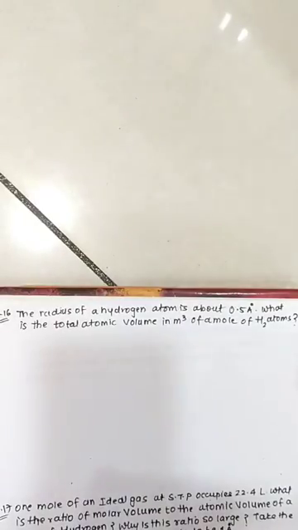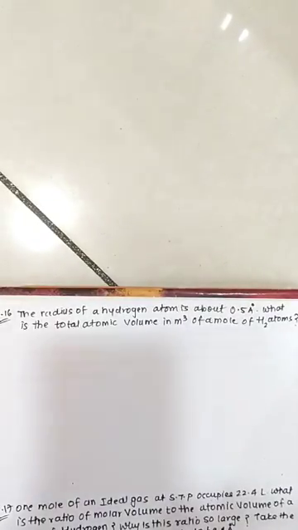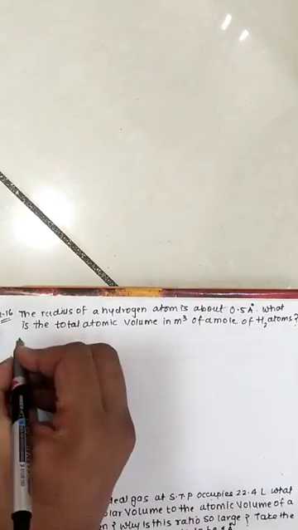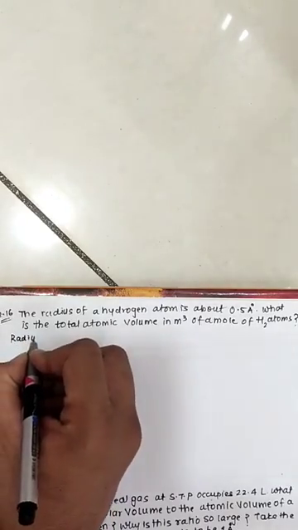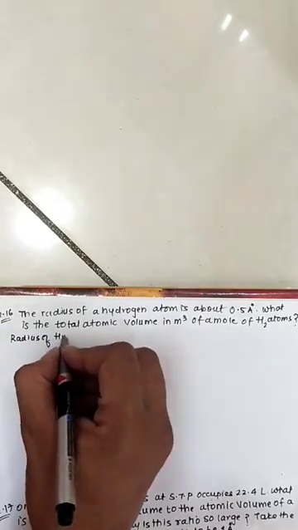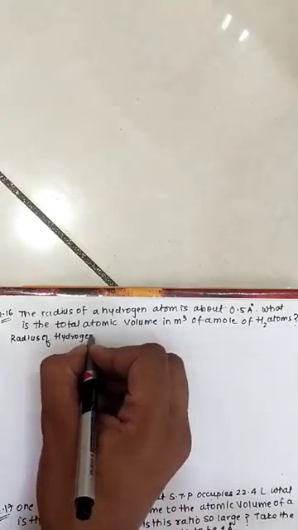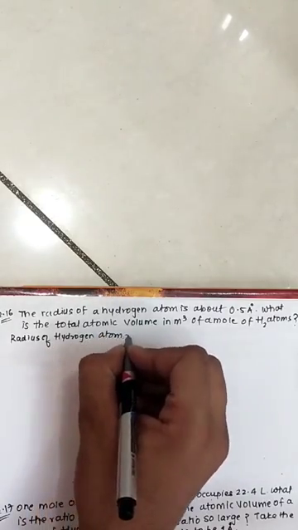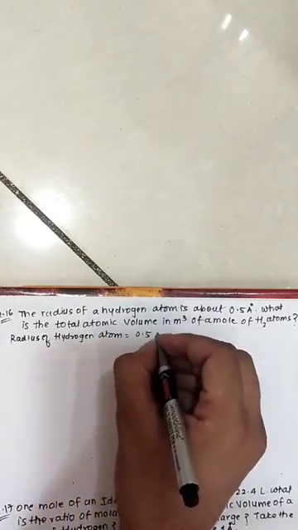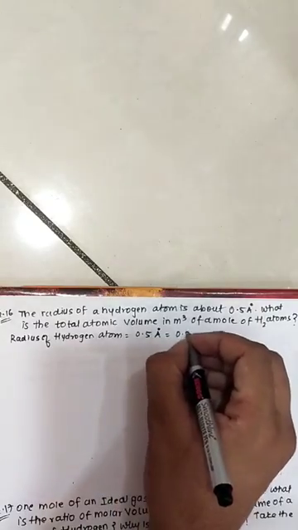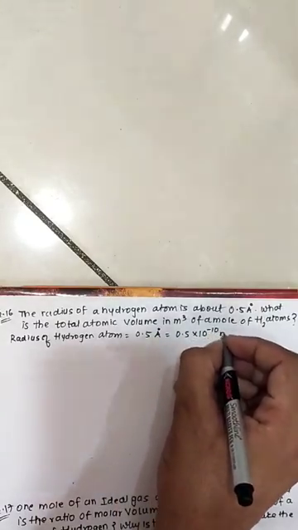In the next question, that is 2.16: the radius of the hydrogen atom is about 0.5 angstrom. What is the total atomic volume in meter cube of 1 mole of H2 atoms? Now they have given the radius of the hydrogen atom, that is equal to 0.5 angstrom. 0.5 angstrom will not work, so I will convert it into 10 power minus 10 meters.